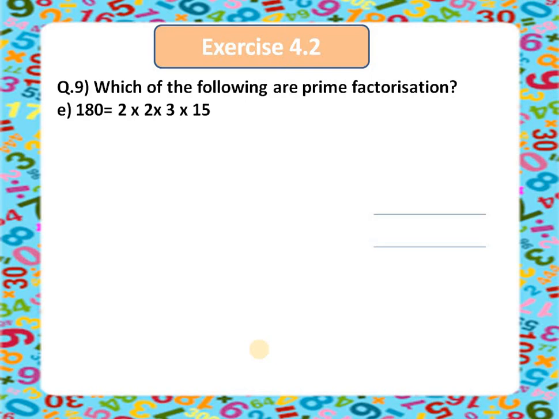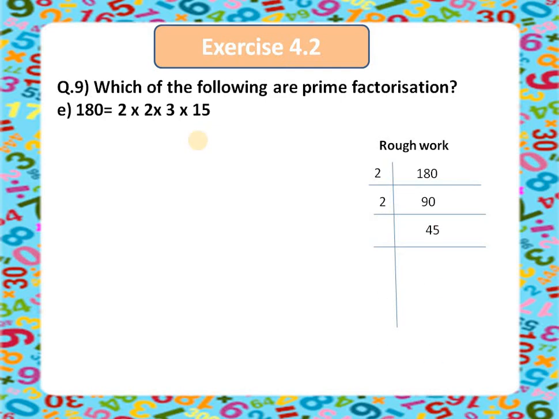180. So it is given like this: 2 multiplied by 2 multiplied by 3 multiplied by 15. 15 is not the prime number. You can clearly figure it out. So it is clear, no, it is not a prime factorization, but still we will check on the rough side. Write down 180 and divide it. You will get 90. After that you will get divided by 2, you will get 45.